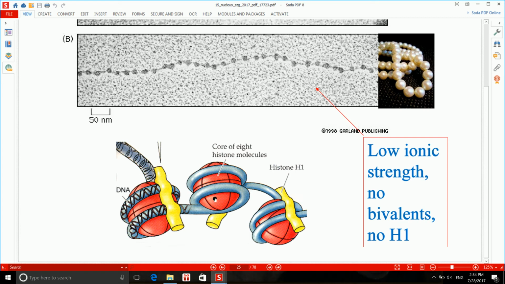The other histones which form the core are histone H2A, H2B, H3, and H4, 2 of each of these. So we have 4 different types of histones in the core, and of each of them we have 2. And histone H1 is not in the core, but it is on the nucleosome or in the linker DNA.